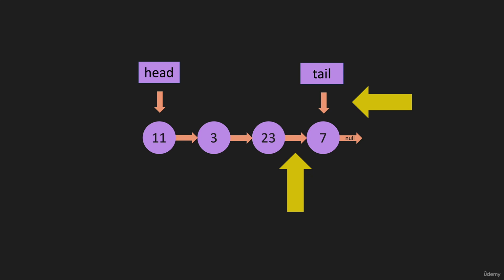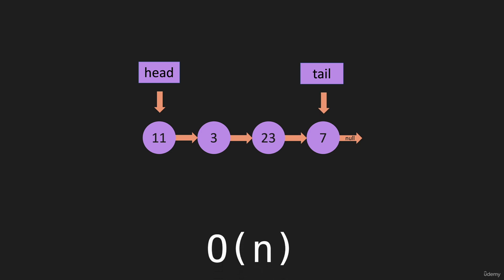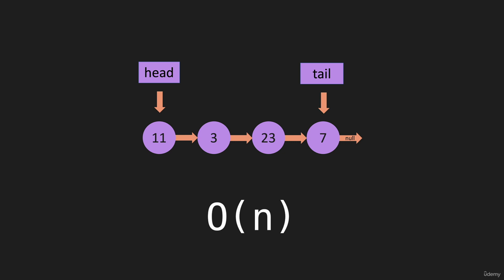And we can't go backwards in the linked list. So in order to get to that pointer, we have to start at the head and iterate through the entire list to finally get to this pointer and set tail equal to that pointer. And because we had to iterate through the entire list, that is an O of n. So popping something from the end of a linked list is O of n.